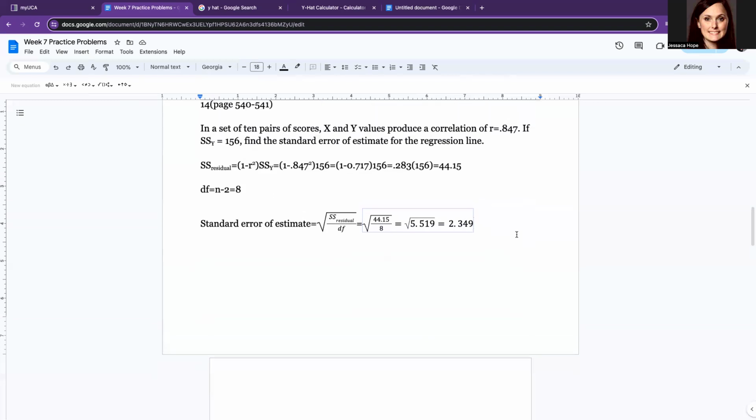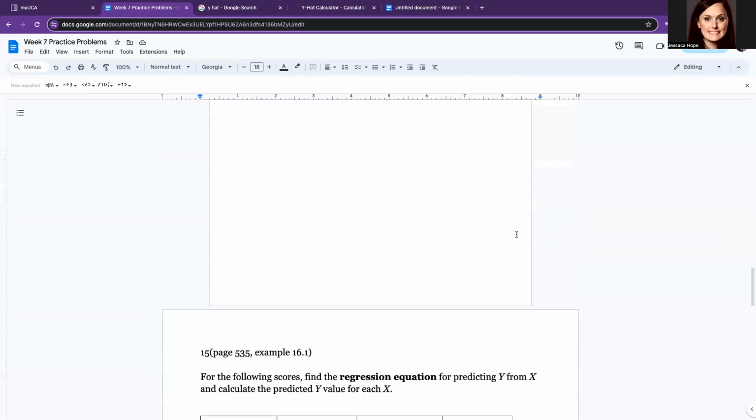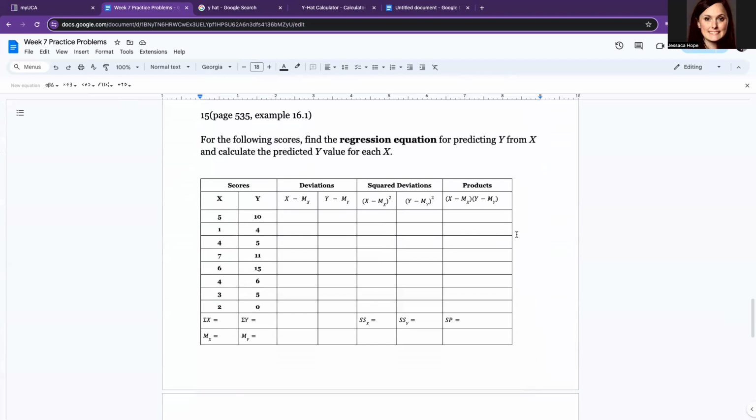It's all just a matter of plugging the numbers in where they go and finding the formulas that match the information that is given to you. So here's another example. This is for finding the regression equation for predicting y from x and calculating the predicted y value for each x. So you're given x and y, all the x's, all the y's. This is very similar to a previous problem that we've done, but just has some different steps to it.